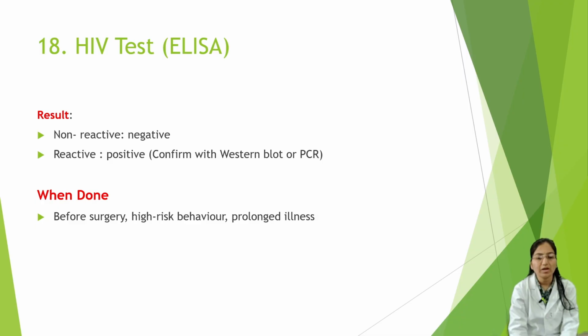Okay, next we'll see another test, that is HIV test. Here ELISA, that is enzyme linked immunosorbent assay. Here we can see the result. Non-reactive means negative, reactive means positive, and then it has to be confirmed with Western blot or PCR. This test is done before surgery, in high risk behavior, and in prolonged illness.